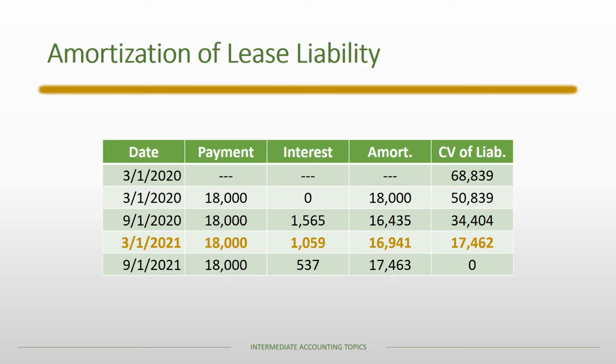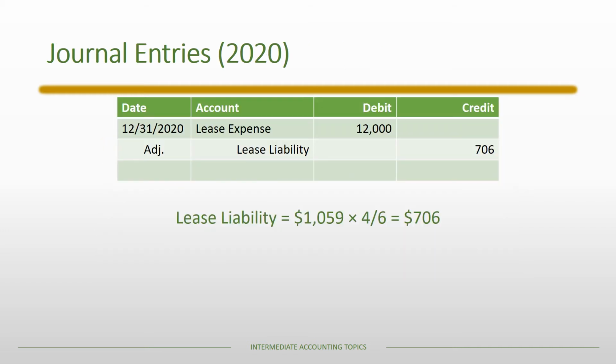Then we have to understand that we've moved down the amortization of the lease liability. And so now we're looking at the time between September 1st, 2020 and March 1st, 2021. And our focus really is on that interest column. We're accruing interest as a way to handle the lease liability account. And so that interest total for 6 months would be $1,059. We accrue 4 months in 2020, and we accrue that amount to the lease liability account.